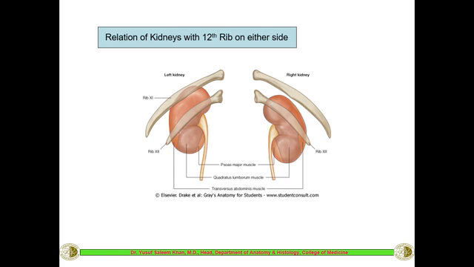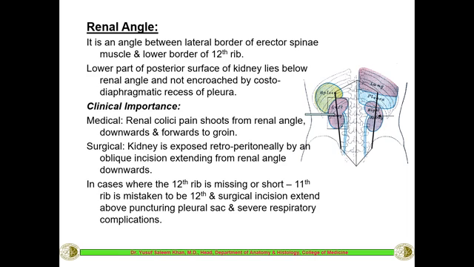The relation of the 12th rib with that of the kidneys is very important, why we will discuss again later. So see here, this 12th rib is passing through the middle part of the kidney, near the lateral border. But compare it with the left kidney, it will be passing near the hilum of the kidney. This is because the left kidney is much higher, so it passes through the hilum, and in case of the right kidney, it will be passing through the lateral border of the right kidney. So these are the relations of the 12th rib.